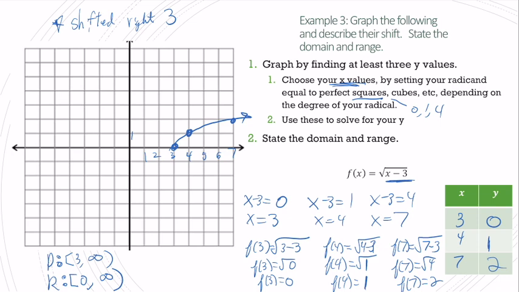So when we're graphing a radical, we find at least 3 y values. We need to make sure those y values, to make our lives easier, give us nice square roots that we can graph as nice, even, whole integers. And then we state our domain and range, always describe the shift. That's a good practice to get into. And we're going to do the same thing when we get to quadratics in Module 8.